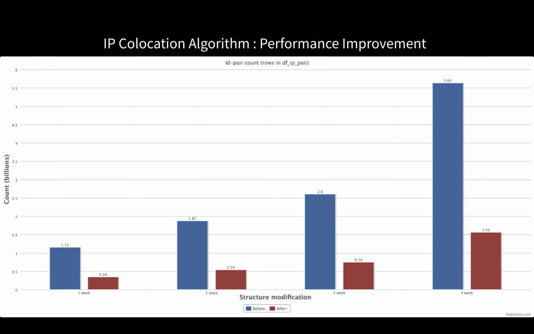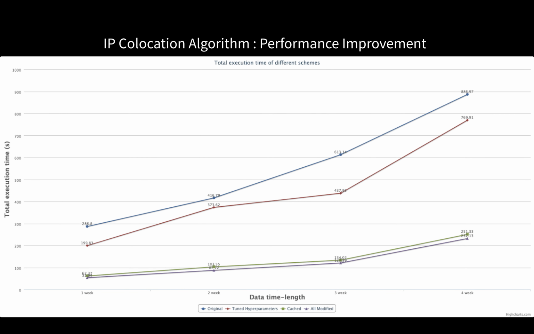The final thing we tried is to modify the structure of data stored in data sets. The ID pairs after modification, as you could see from this graph, are 1/3 compared to the original, which improved the performance largely. The final graph is the total execution time for different metrics. The highest one, the blue one, is the original algorithm. It takes a very long time, and the lowest purple line is the algorithm after modification. It's about 400% faster than the original.